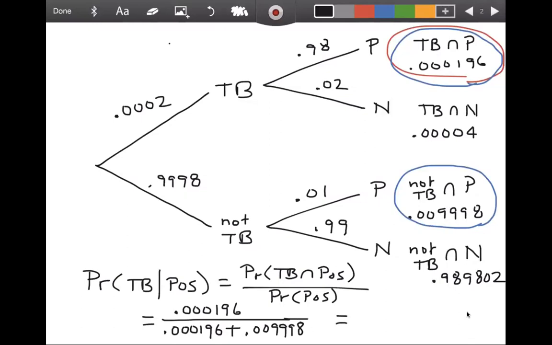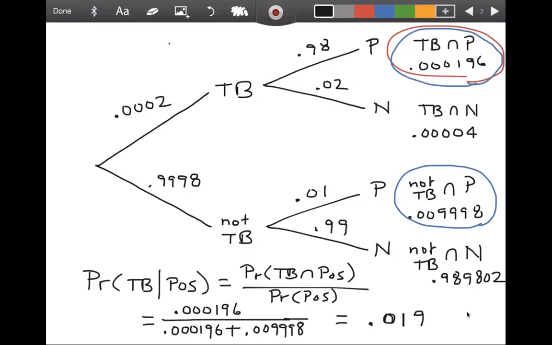All right. So now we'll crunch those numbers. Let's see. 196 divided by. Okay, and that probability comes out to about 0.019.